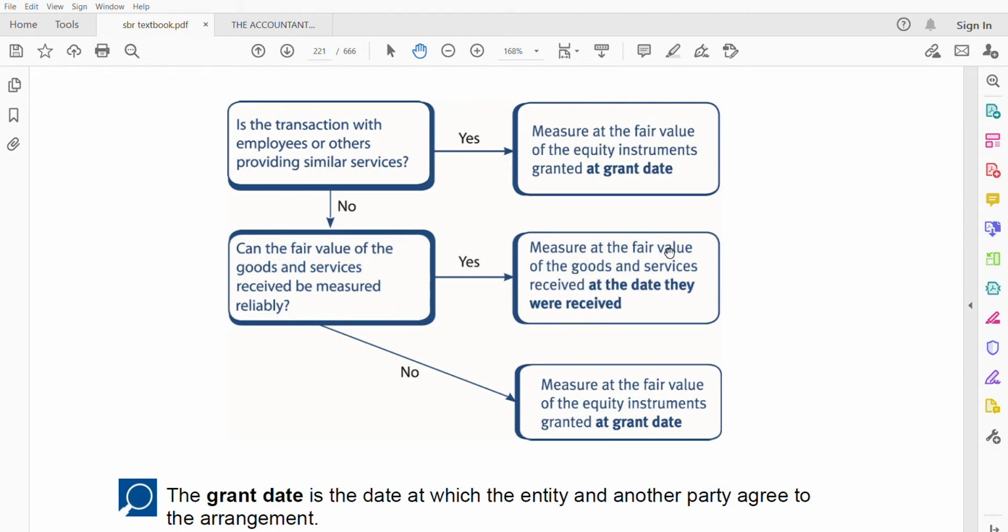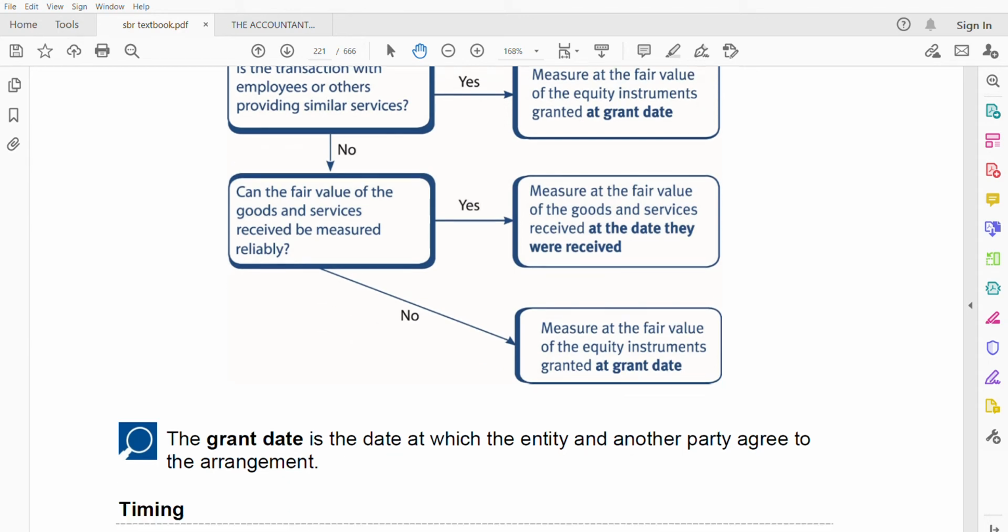The only difference comes here, the second box. Can the fair value of goods and services received be measured reliably? That means for the service. If it is yes, then measure the fair value of goods and services received at the date they were received. So whenever you have performed that service, that day you will be receiving it after you have completed. Let's say you will get a share option if you stay in the organization for 2 years. So if you leave before 2 years, you will not get it. When you stay there for 2 years, after 2 years, what is the fair value of that day when you're receiving those share options? That fair value you have to take.